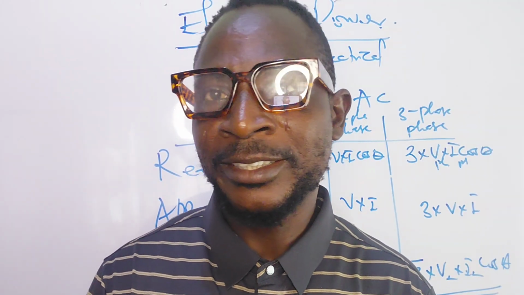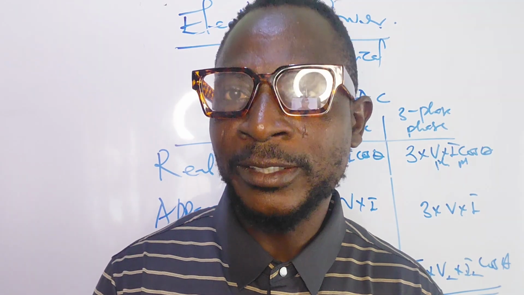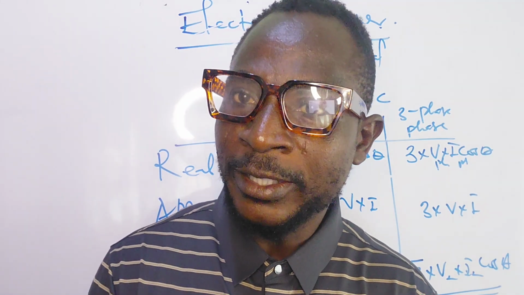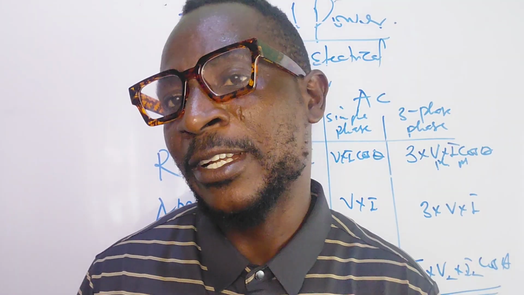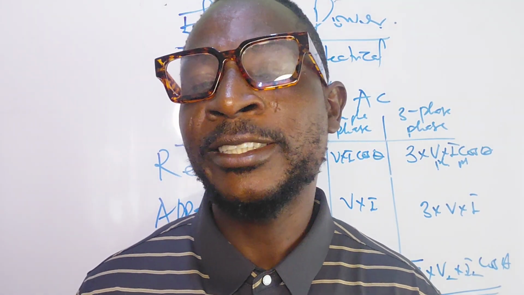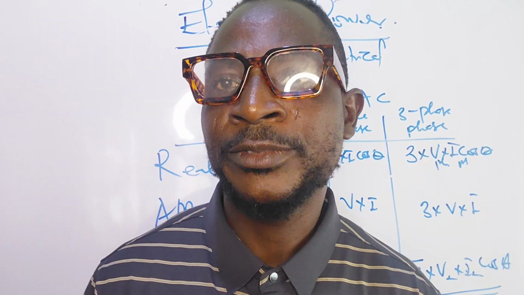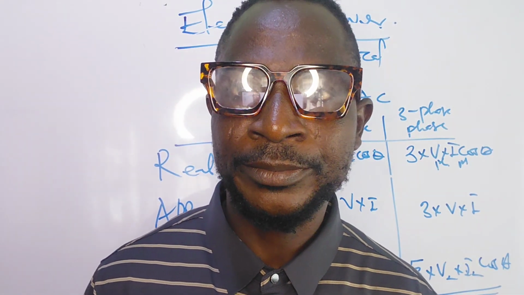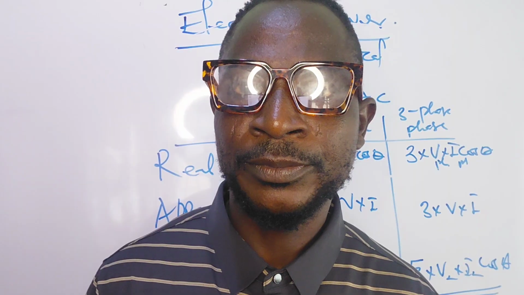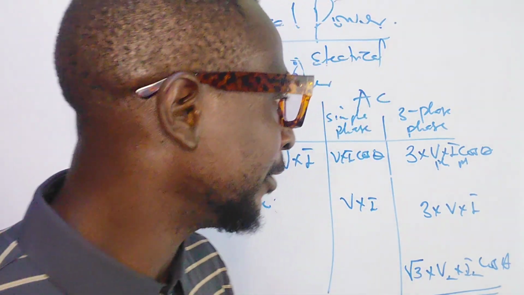Even in your appliances, they will give you voltage and current. For you to convert to the real power, you have to check what the power factor is, then you multiply by the power factor. So the power factor can be 0.9, 0.95. Now we have improvement in power factors. So that is that about power.